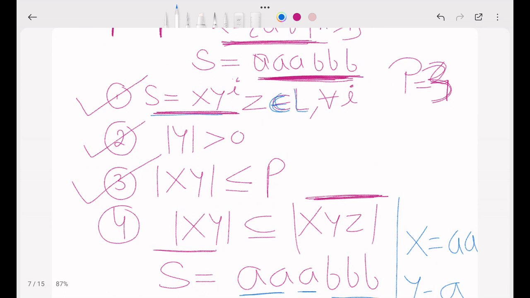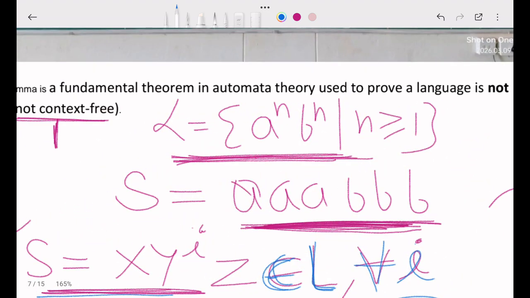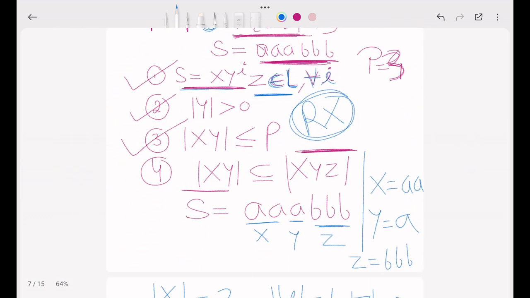After dividing my string in 3 parts, if for all values of i it belongs to L, then this condition is satisfied. But this condition is not satisfied. Not satisfying means this is not regular. This a^n b^n is not regular. So maybe this time we can ask this question.